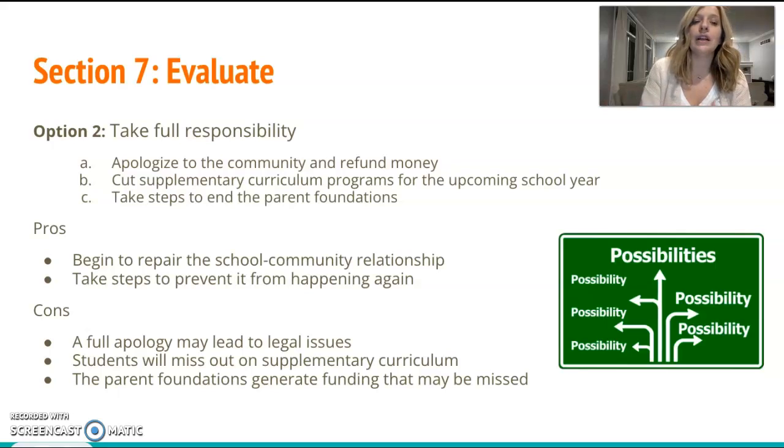The cons are that a full apology could lead to some legal issues, because then you're accepting responsibility for a crime, so you definitely would want to consult someone before moving forward with that. Students would also miss out on that opportunity for that supplementary curriculum where some of our students really thrive. So without having that, it could be detrimental to the students. Also, the parent foundations generate funding that may be missed if we don't have it. So without those parent foundations, I'm not sure how we would fill in those gaps.